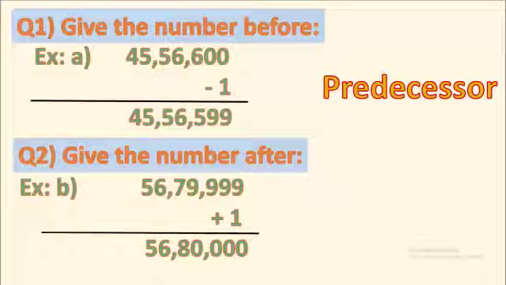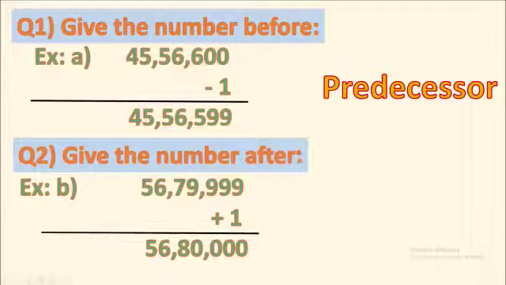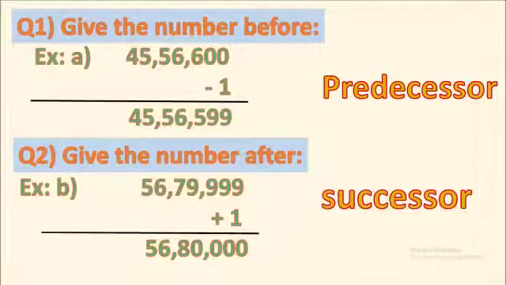Let's go for the next question, that is give the number after. So here the number is 56,79,999. To get the number after this, we need to add 1 to it. That will become 56,80,000. So what is the other name for after? It's successor. Successor.